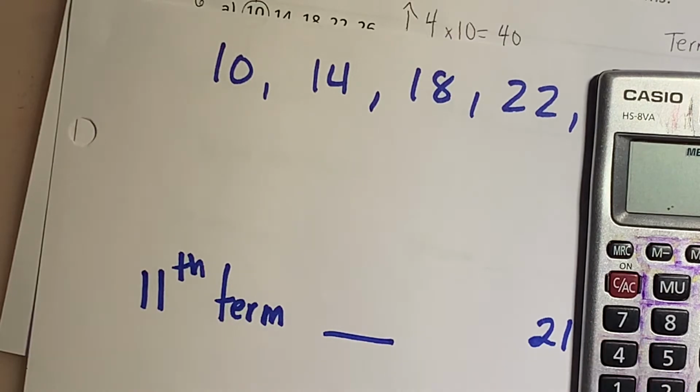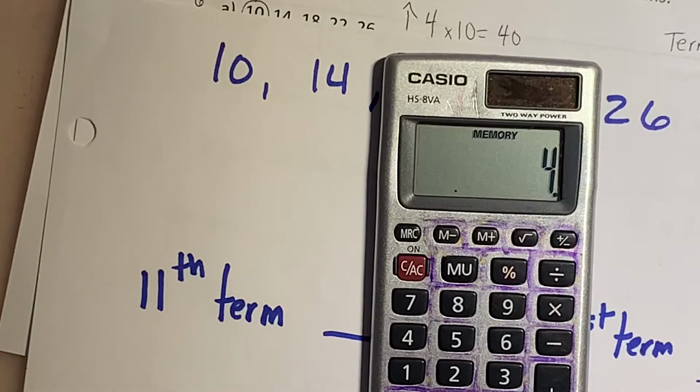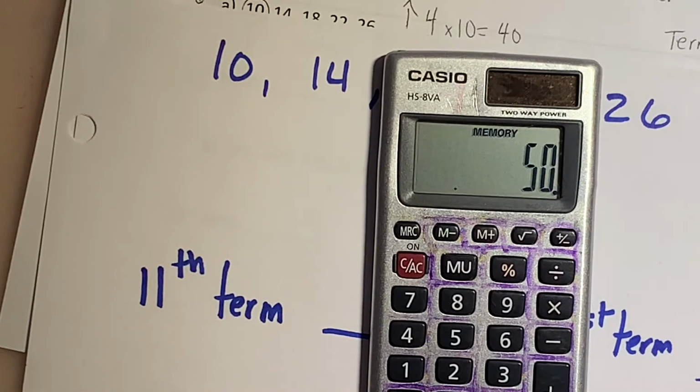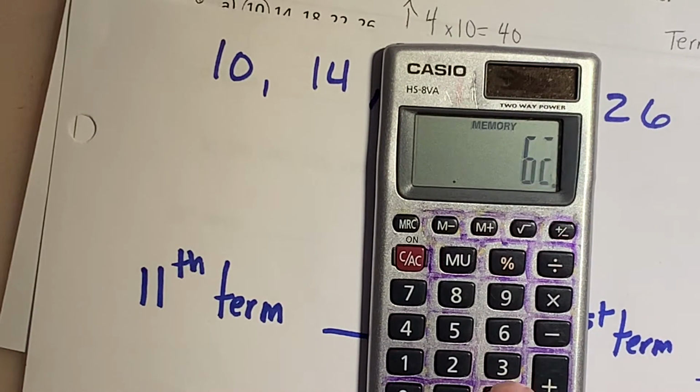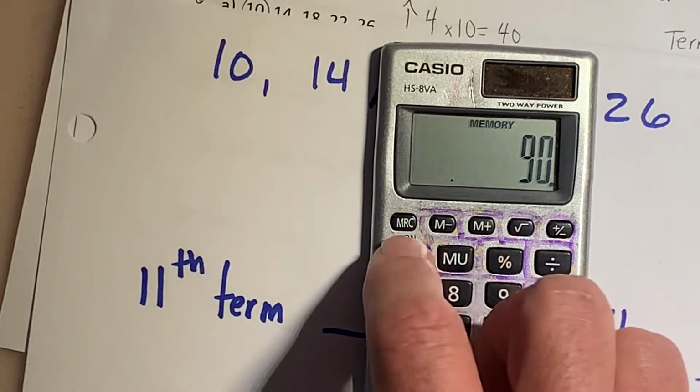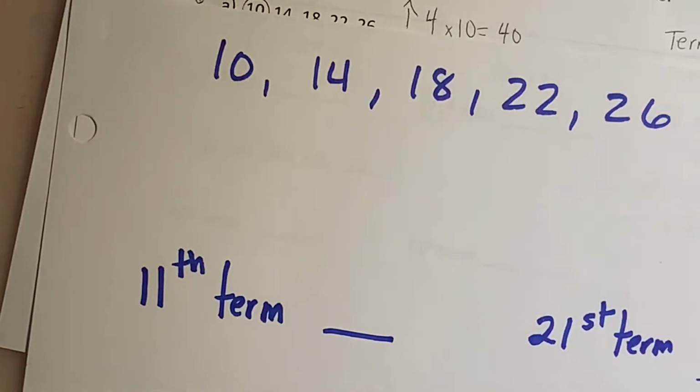So we talked about how with your calculator, you could just do 10 plus 4 equals 14. So that's term 2. There's term 3, 4, 5, 6, 7, 8, 9, 10, 11. So there you get your answer for the 11th term, and then keep going 12, 13, 14, 15, 16, 17, 18, 19, 20, 21. There you get your 21st term. The second way is to take a little bit of a shortcut.